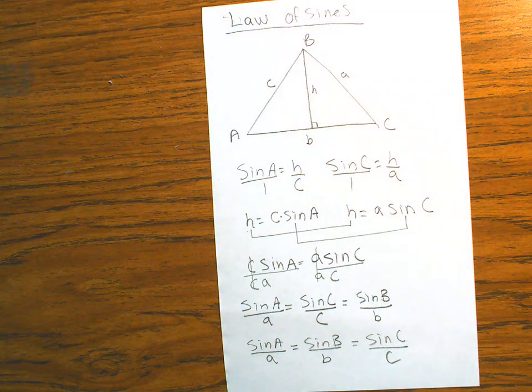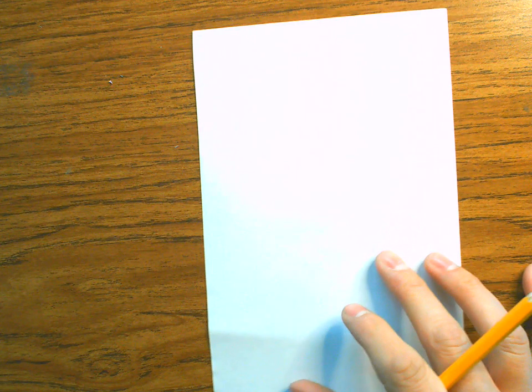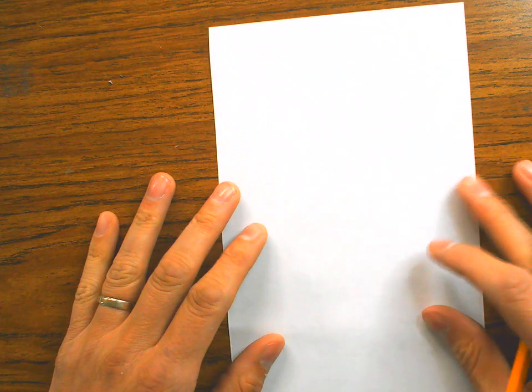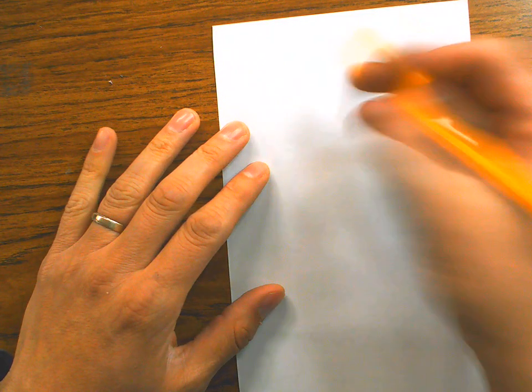So these two have been pretty easy. The law of cosines is a little crazy. So we're going to go a little slow on that one so we can understand it completely. All right, so for the law of cosines, here's what we're going to do. We are going to start off with the same triangle that we have been using.